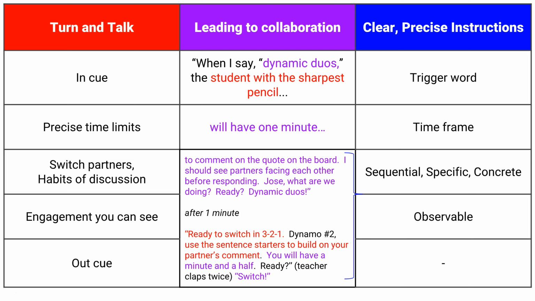When I say dynamic duos, the student with the sharpest pencil will have 1 minute to comment on the quote on the board. I should see partners facing each other before responding. Jose, what are we doing? Nice. Ready? Dynamic duos. Then give them a minute to speak. Ready to switch in 3, 2, 1.